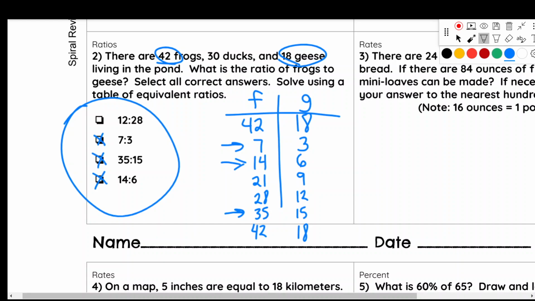On this first one, I do see a 28 and a 12 right here, but the problem is they're in the wrong order. I should have 28 for the frogs and 12 for the geese. So this is not an answer choice.